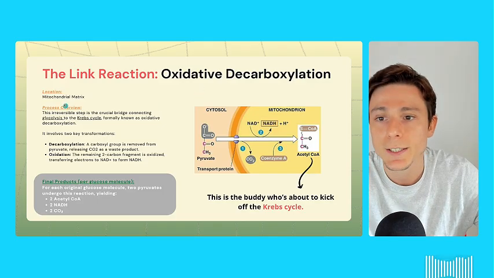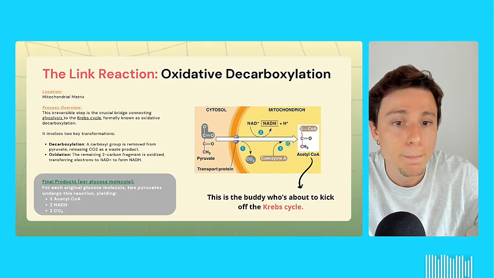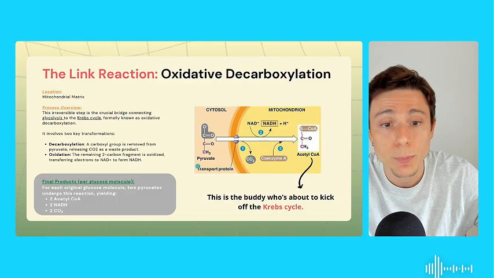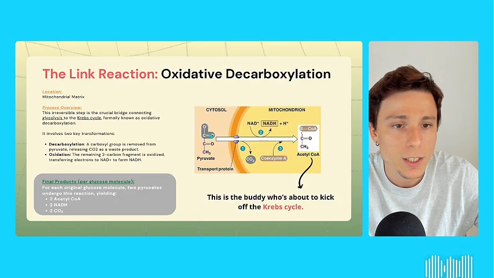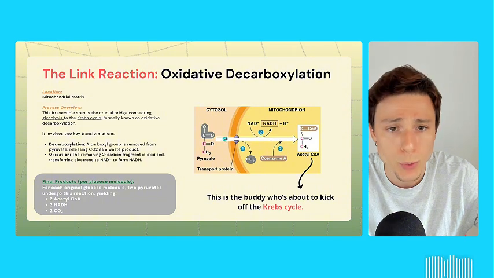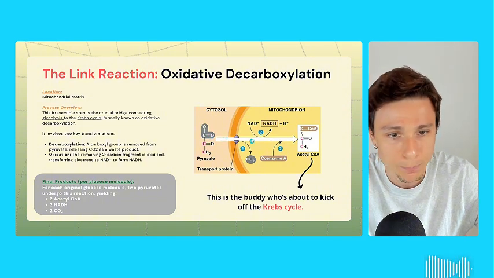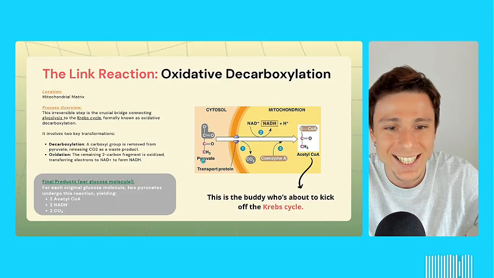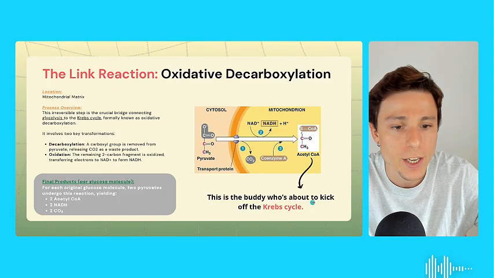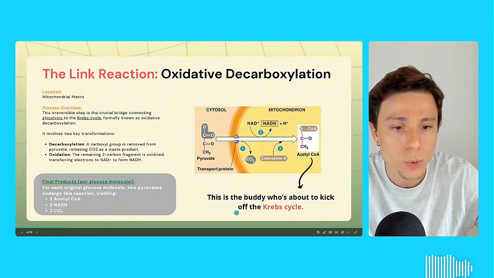As I mentioned, the location will be the matrix of the mitochondria, just like the Krebs cycle. So we're going to have to transport the pyruvate from the cytosol straight into the mitochondria with the help of transport proteins. There should have been another one here because there are two membranes. So once it's in, what is the goal here? We're going to have the pyruvate, and this has to be converted into acetyl CoA because this character here is going to be the first one to start the Krebs cycle.